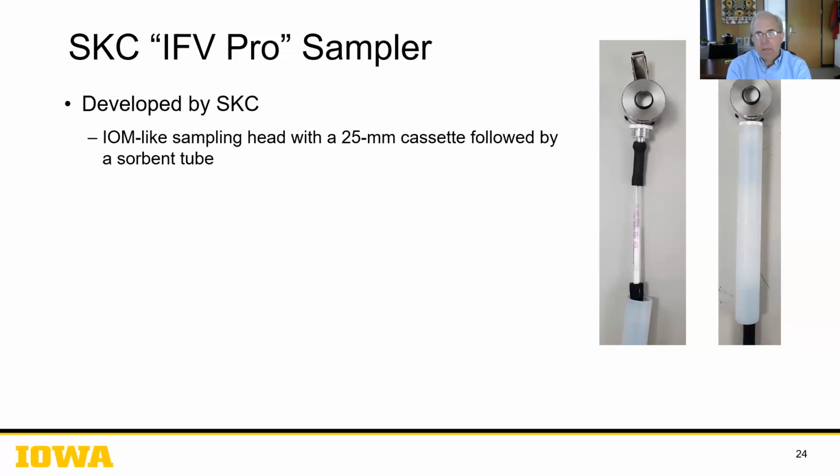It has an IOM-like sampling head, 25 millimeter cassette inside it. So you can see this shape up here is very similar to the IOM I just showed you earlier. And of course, as air goes through, it hits the filter first, and it comes down into a sorbent tube. And it's all encased into a plastic cowl like this as well. It's longer than the OVS. The OVS is about 4 inches long. This is about 8 inches long.